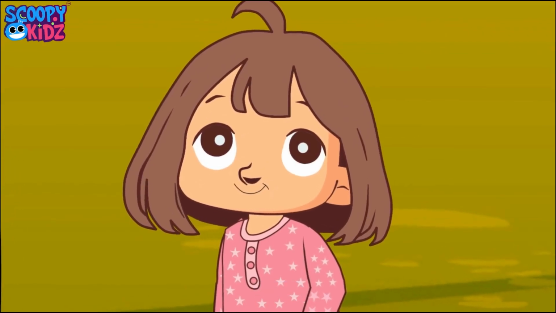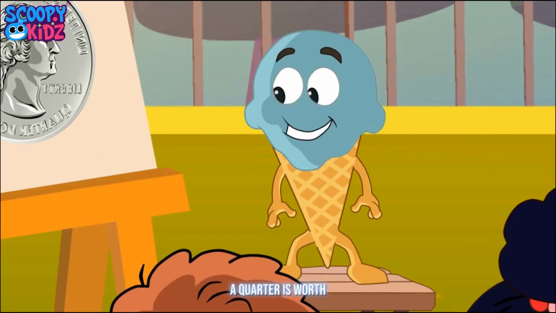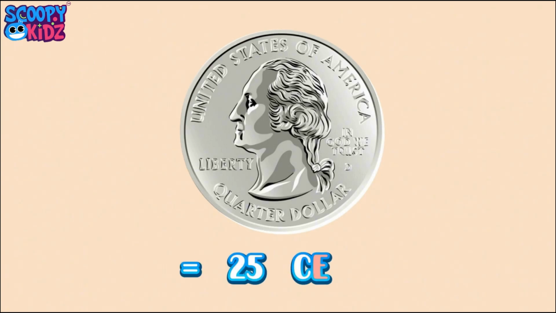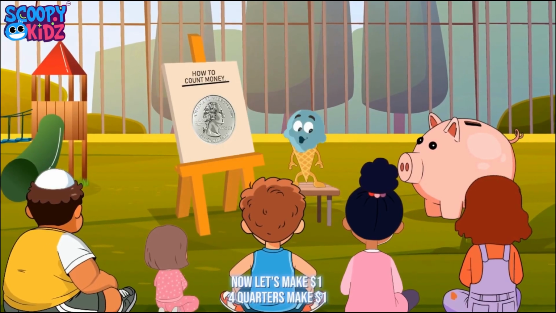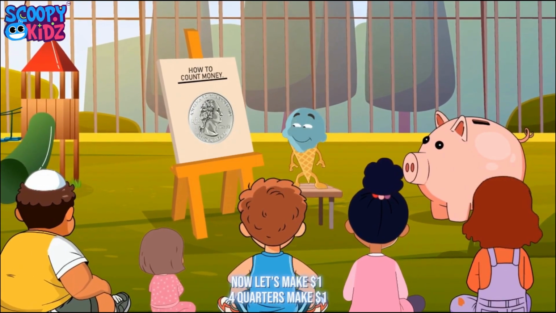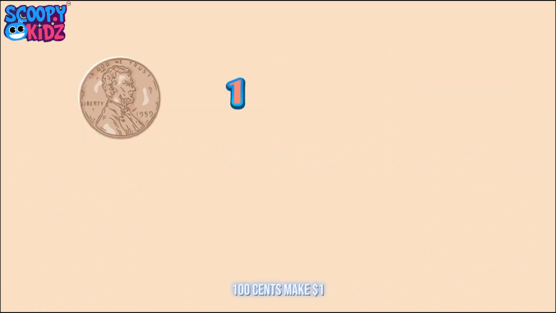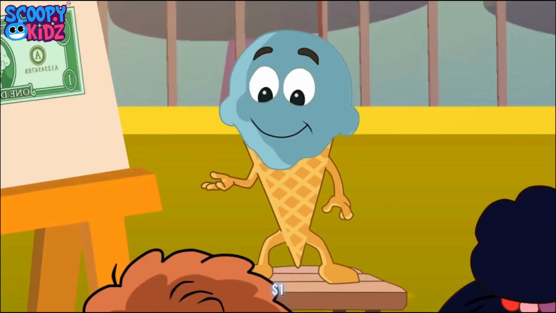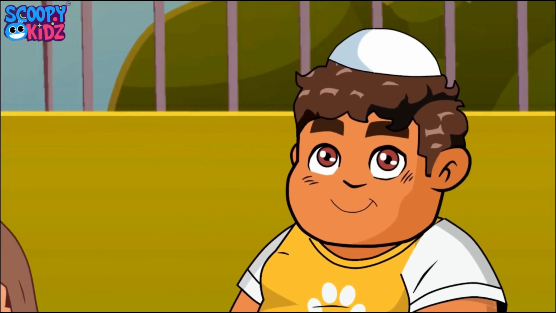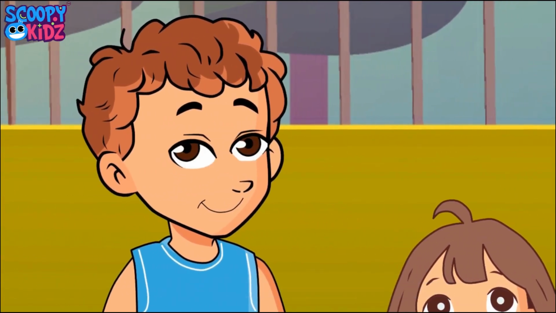This is a quarter. A quarter is worth 25 cents. Now let's make $1. 4 quarters make $1. 100 cents make $1. Before we save money, we must count the money.